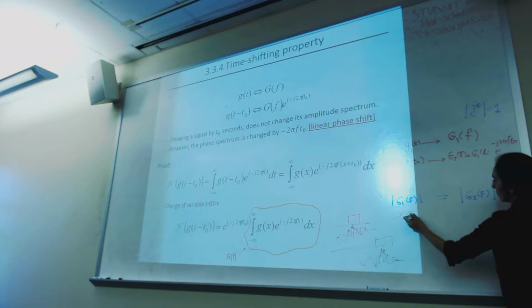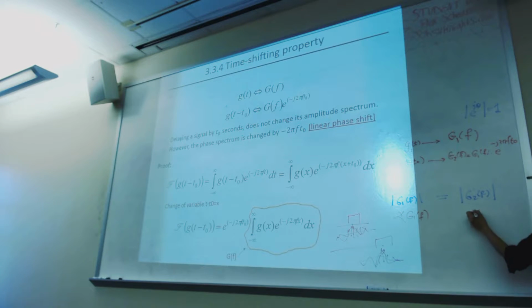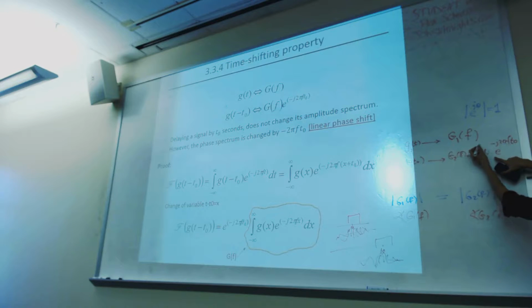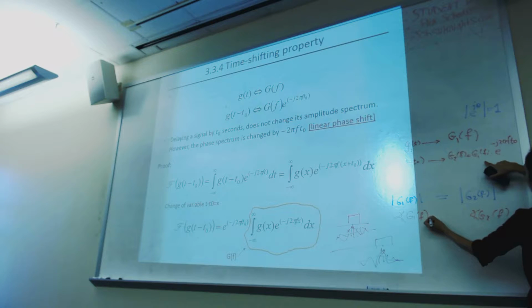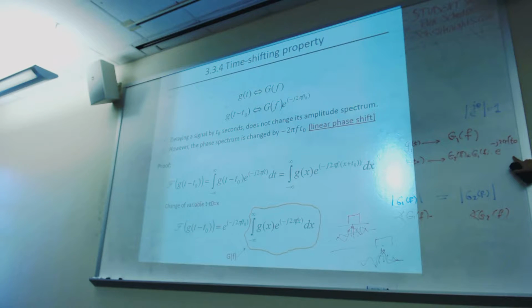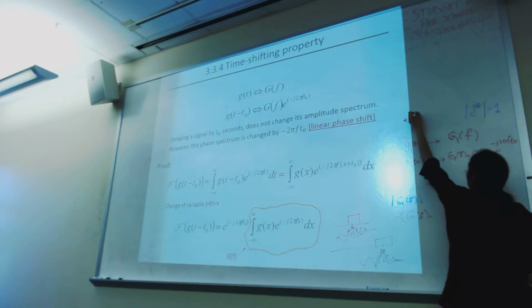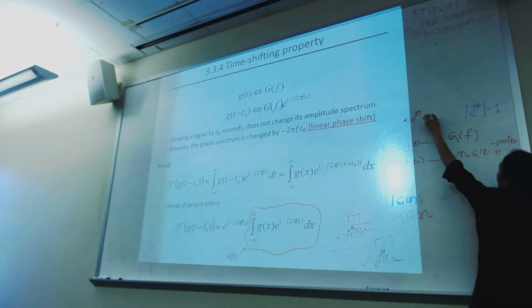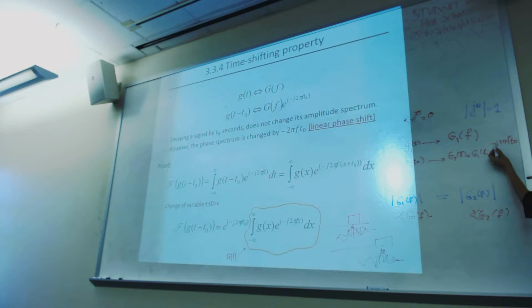Now, if you compare the phase of G1 and the phase of G2, what's the difference? The phase of G2 is equal to the phase of this plus the phase of that. What's the phase of this? e to the j theta. What's the phase of e to the j theta? Whatever is next to j. So minus 2 pi f t naught, right?